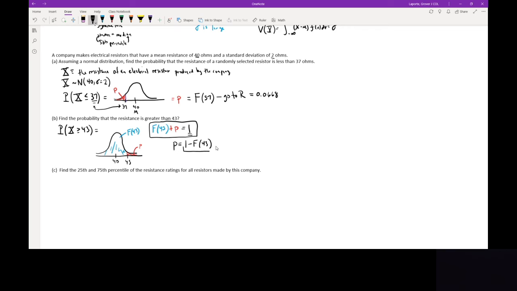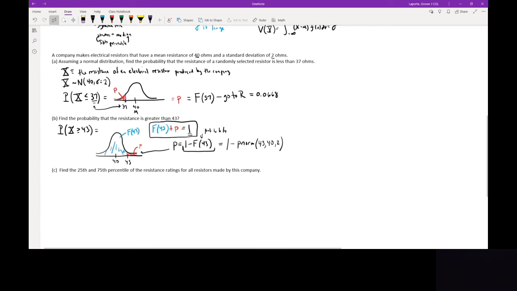So the idea here is if you're in the right tail, like this problem is, then you need to do a 1 minus the left tail, basically, and it's not really a tail here, but the probability to the left, where this represents the probability to the left. Okay, so let's do this. 1 minus, I think it's pnorm. So just go to your computer, 43, 40, comma 2, and see what we get.